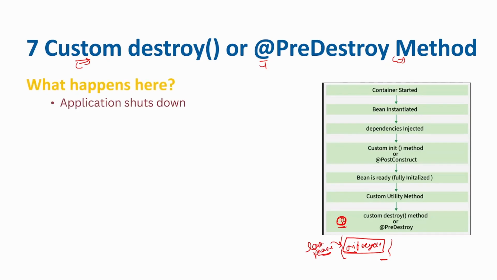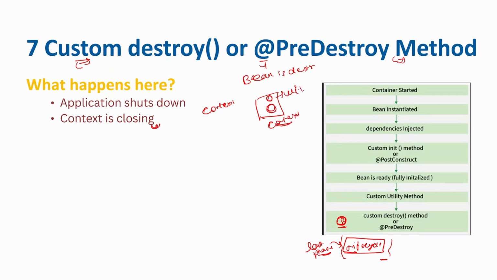So in this phase, our bean is destroyed and the application shuts down. So what happened here? First the context is closing. So when the context is closing, here is our Spring context, and it will close. So all the beans in it will be destroyed.